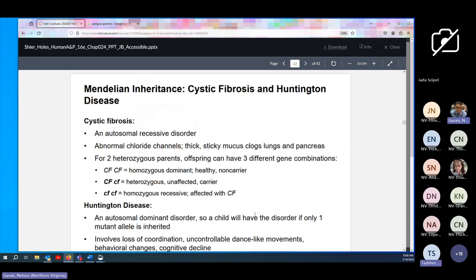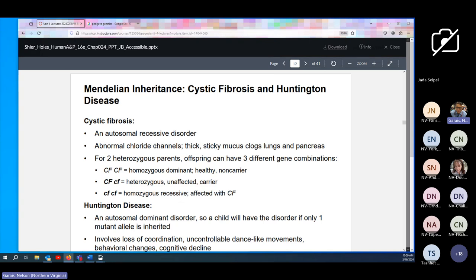So, cystic. Question, Dr. Garais. Yeah, shoot. Is that the same way how the sickle cell traits work? Yeah, exactly. But we're going to talk about sickle cell in a minute because right now we're talking about complete dominance, right? If you have a capital A, nothing should happen to you in albinism. But if you have a lowercase a, something will happen to you. In incomplete dominance, even if you have a capital A, something may happen to you. And that's sickle cell. That's what makes sickle cell a little bit different. And we'll get to that.